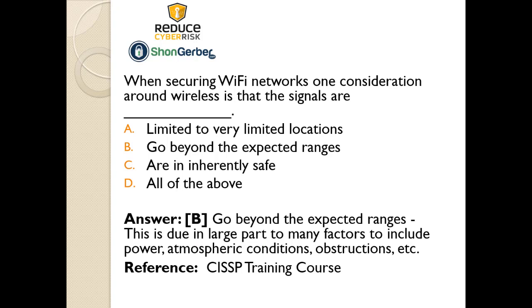Next question. When securing Wi-Fi networks, one consideration on wireless is that signals are blank. A, limited to very limited locations. B, go beyond the expected ranges. C, are inherently safe. Or D, all the above. So again, signals are limited to very limited locations, go beyond the expected ranges, are inherently safe, or all of the above. Answer is B. They go beyond the expected ranges.